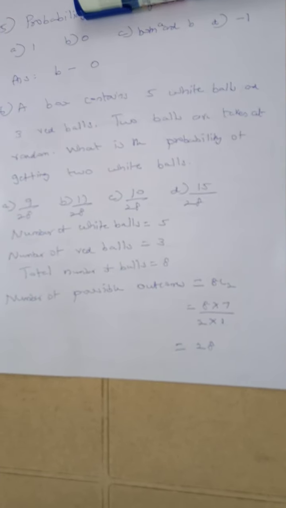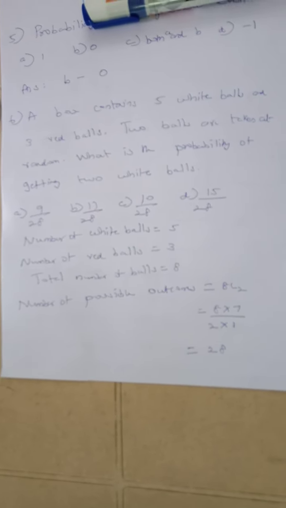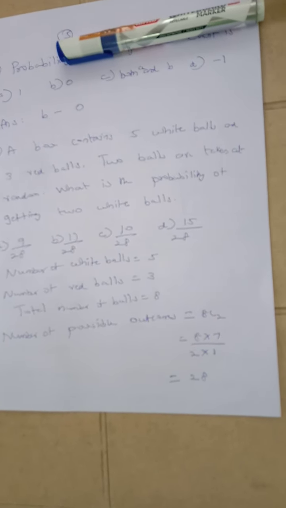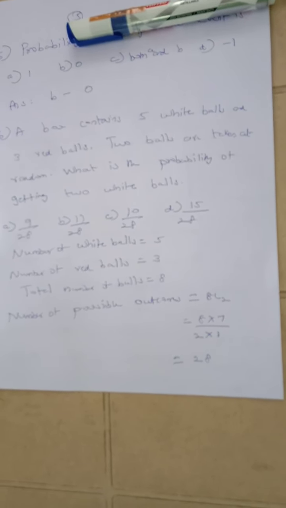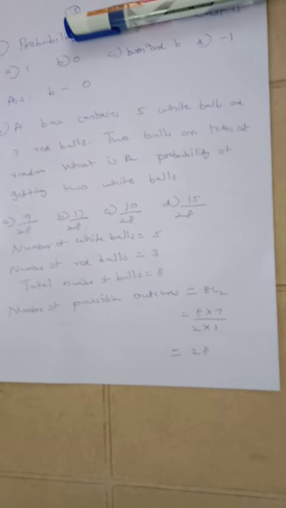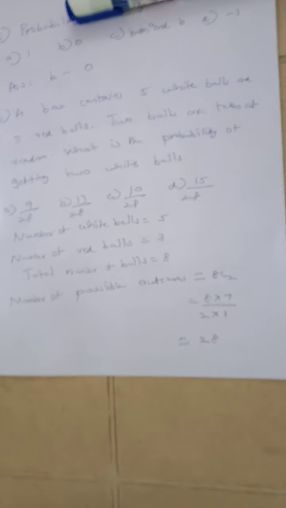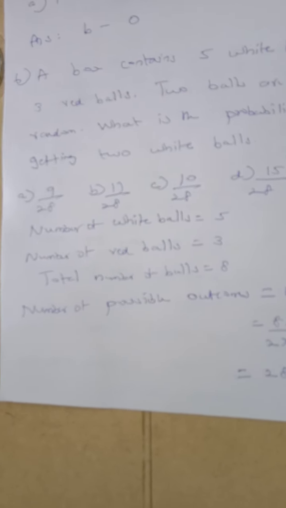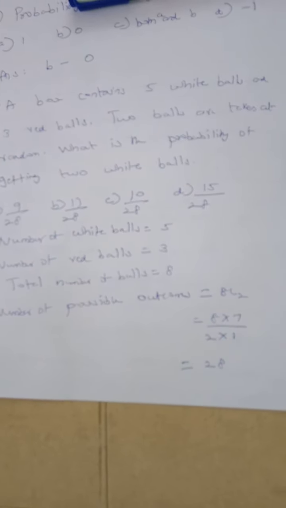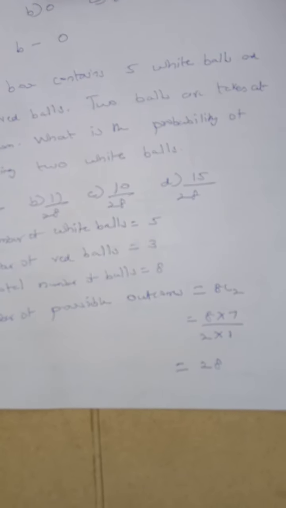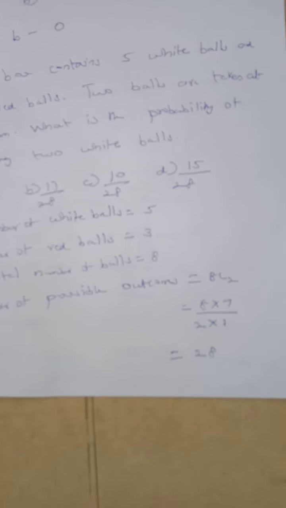So how to find 8C2? Starting from 8, we are going to write 2 numbers in a decreasing order, 8 into 7. Denominator, we are going to write the factorial of the number 2 into 1. So total number of possible outcomes equal to 28. Suppose we are finding 7C3. How to find 7C3? Starting from 7, we write 3 numbers in decreasing order, 7 into 6 into 5. Denominator, we write 3 factorial, 3 into 2 into 1.